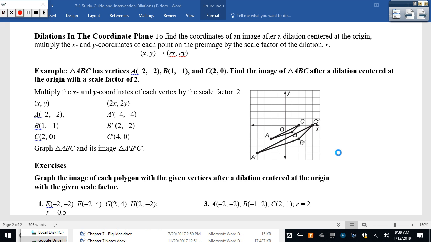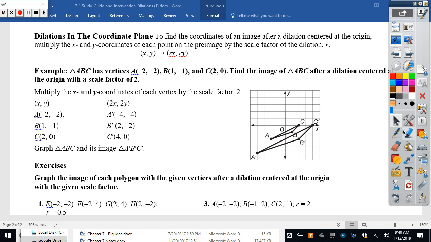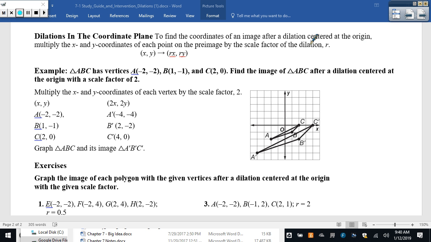Okay, so it says here, dilations in the coordinate plane. To find the coordinates of an image under a dilation centered at the origin, multiply the x and y coordinates of each point of the pre-image by the scale factor, or the r, of the dilation. Okay? So as we think about this, they give us the original values of A, B, C. Okay, we see those there. Now this, I should point out here, if I were you, I would highlight this. This only works when it's centered at the origin. If it's centered at a different point, then you can't just multiply them, you actually have to count it. And I'll show you what I mean by that.